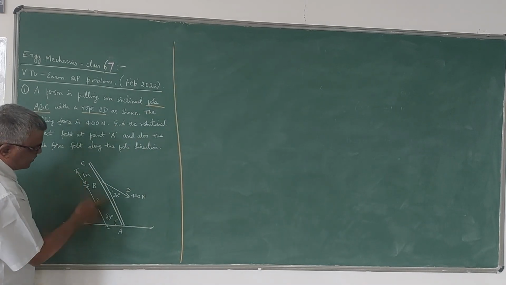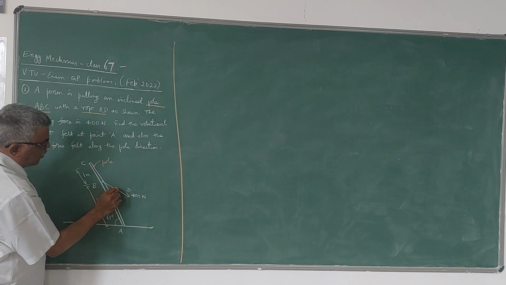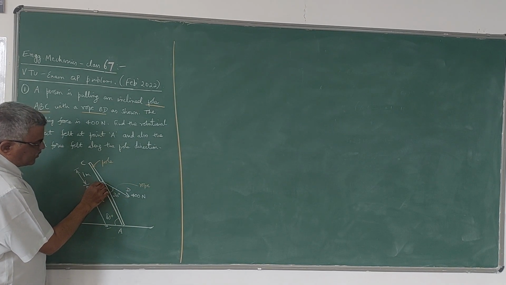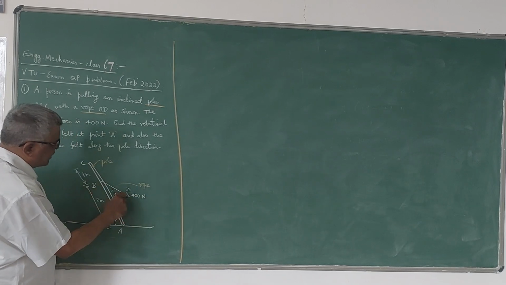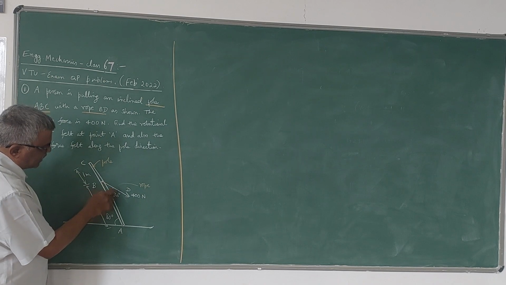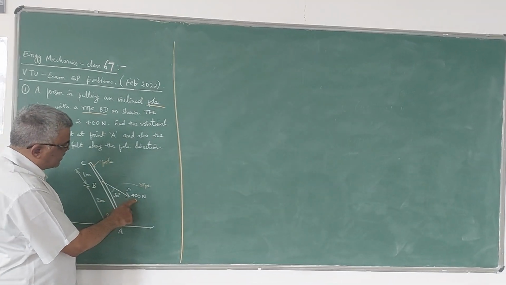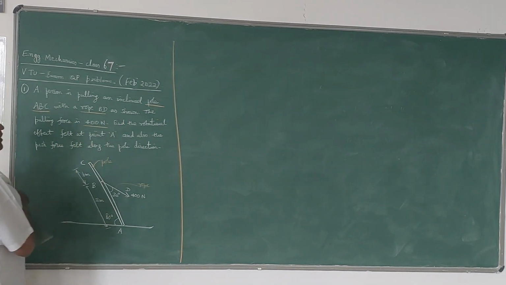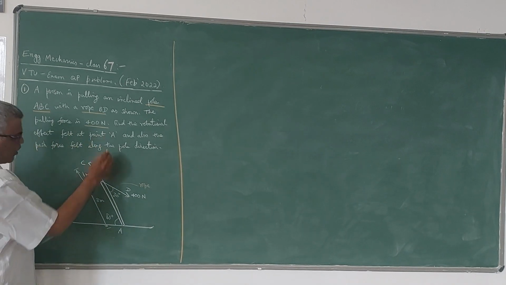So this ABC is the pole, and a rope is attached at B to this pole, and a person is pulling this in the direction BC, which is making an angle of 30 degrees with the pole, and the pull force in the rope is 400 Newton. He has given that the pulling force is 400 Newton. What he has asked is find the rotational effect felt at point A.